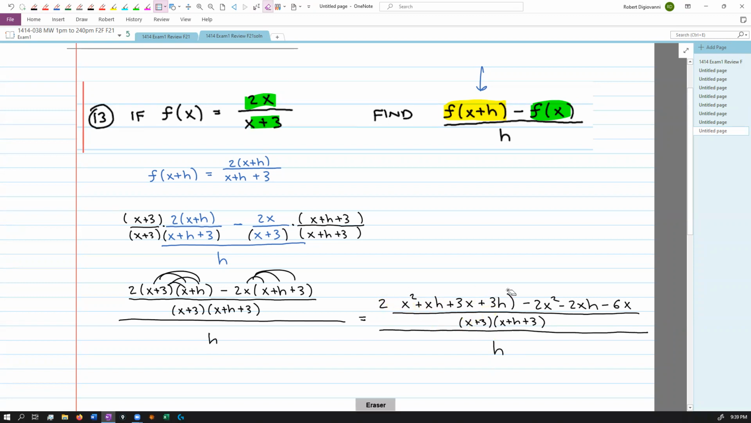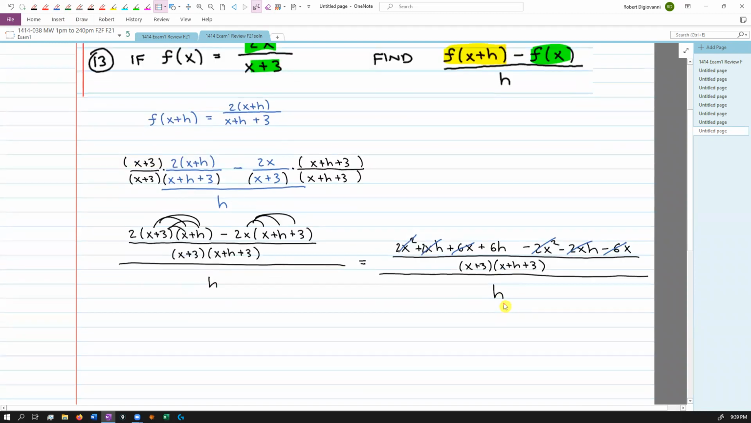Oh my goodness. Okay, if I pass this 2 through, I don't want to rewrite this all. So imagine that I pass a 2 through to all of these. What would happen? That'd become a 2, that'd become a 2. This would become a 6. This would become a 6. So I pass that 2 through. And I'm really hoping for cancellation here. 2x squared minus 2x squared. 2xh minus 2xh. 6x, take away 6x. All I'm left with is a 6h up here.